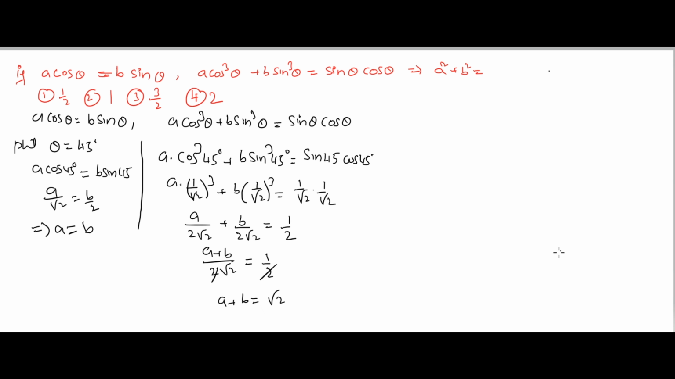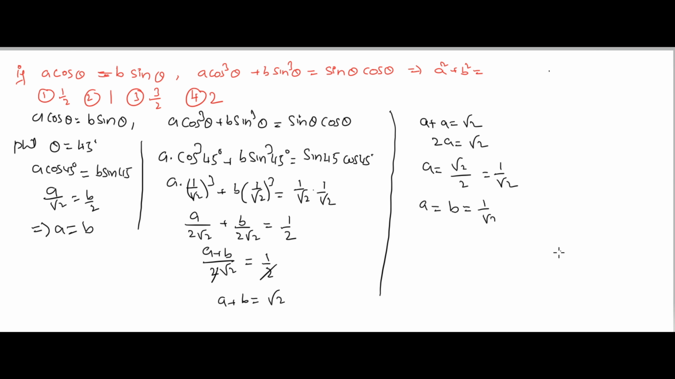From here, a is equal to b and a plus b is equal to root 2. Substituting the b value as a, that is a plus a is equal to root 2. 2a is equal to root 2. a is equal to root 2 by 2, that is equal to 1 by root 2. So the a value is equal to the b value is equal to 1 by root 2.